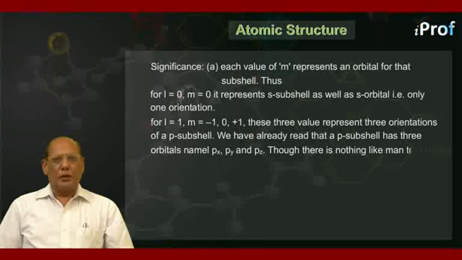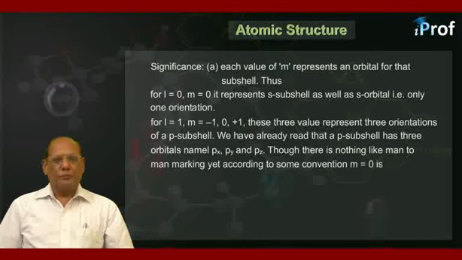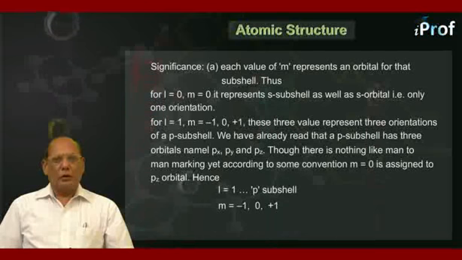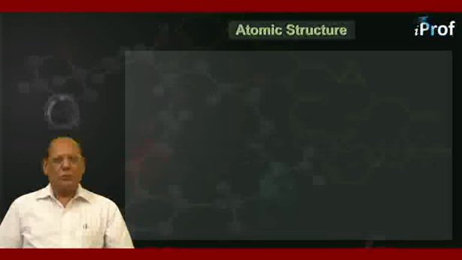Though there is nothing like strict marking, yet according to some convention, m equal to 0 is assigned to pz orbital. Hence, l equal to 1 represents p subshell. m will have three values, -1, 0 and +1. We can assign -1 to px, 0 to pz and +1 to py orbital.